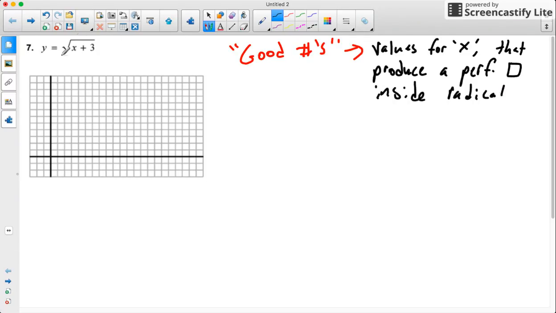Okay, so remember, if we want to take the square root of something, I like to take square roots of perfect squares. Otherwise, I'd get these nasty decimals. I'd have to calculate this using a calculator. I want to do this stuff by hand. So I want to pick good numbers for x. So if I'm thinking about making an xy table then, let's do that.